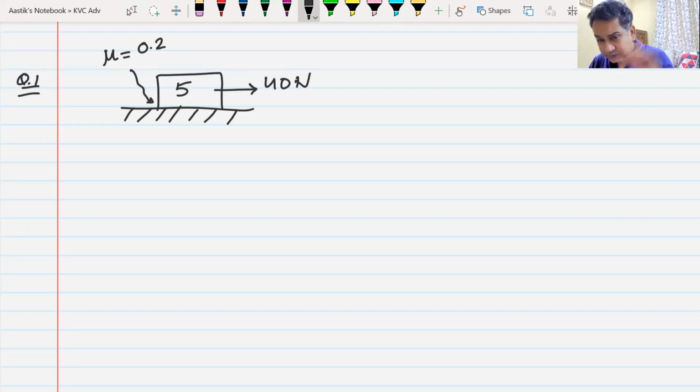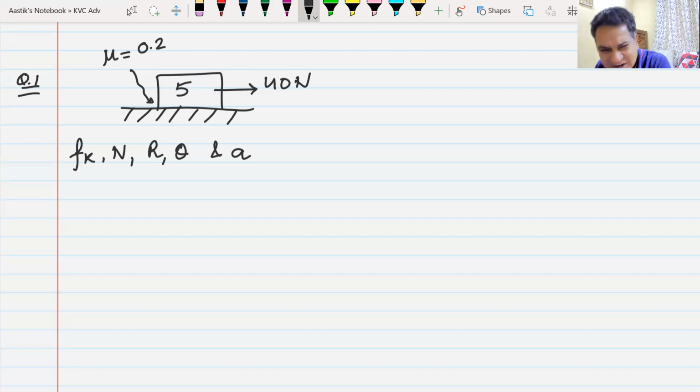You have to tell me these things first. Fk, do you understand the meaning of Fk? And R, do you understand the meaning of R? Reaction force, sir. Theta, angle of friction. Angle of repose only comes when you have an inclined plane, nothing else. And A, acceleration. Two minutes is what you get.